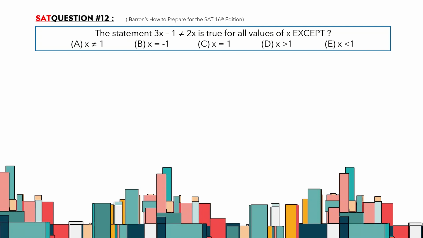The statement 3x minus 1 different from 2x is true for all values of x except. So the keyword is except. They ask for all values of x that make that statement true, except. So it means you need to find a value for which it is false.